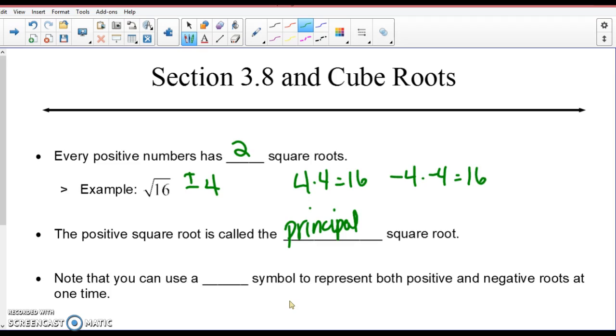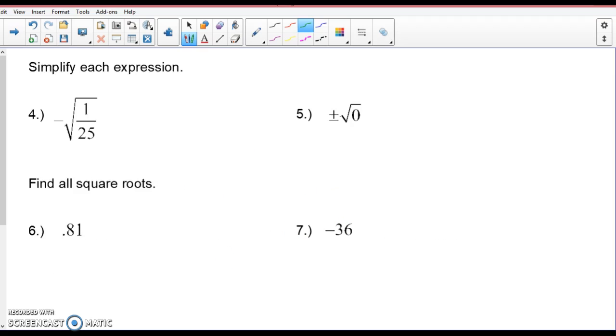Now, you can use this symbol to represent positive and negative, plus and minus, just like I did there. All right. Now, what is this one? Negative root 1 over 25. I'm going to have a negative. I'm going to carry it along. What's the square root of 1? Everybody? 1. What's the square root of 25? Negative 1/5. Done.